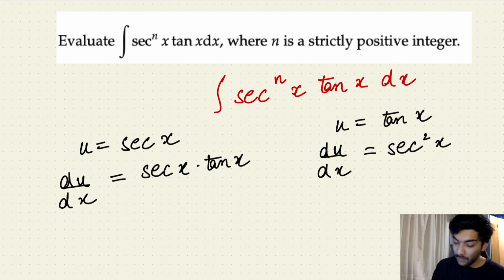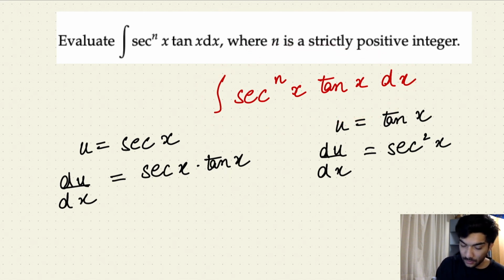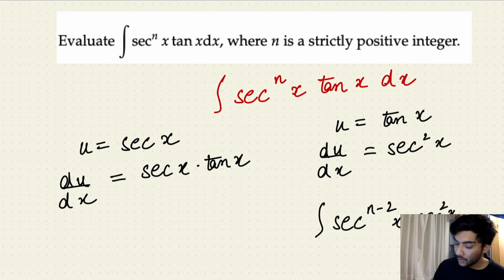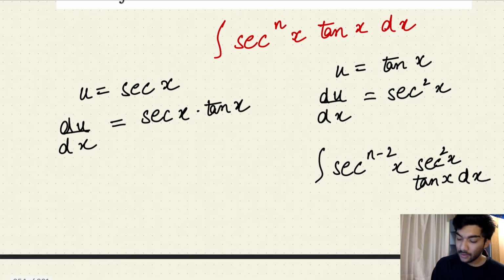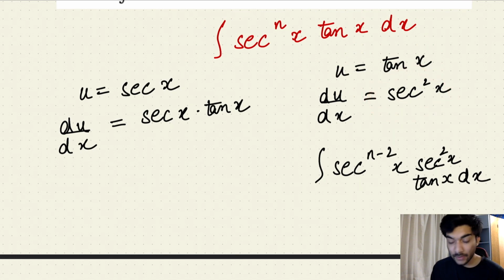So now, if we take u to be tan x, our integral would become, so this can be changed to the integral of secant n minus 2 x, secant square x, and then tan x dx, which was already over there, right? If we take our u function to be tan x, we can simply write this integral because we want a secant square expression over here. So that is why I split this secant to the power n x into two parts, which are secant to the power n minus 2 x times secant square x, which is secant to the power n x only.